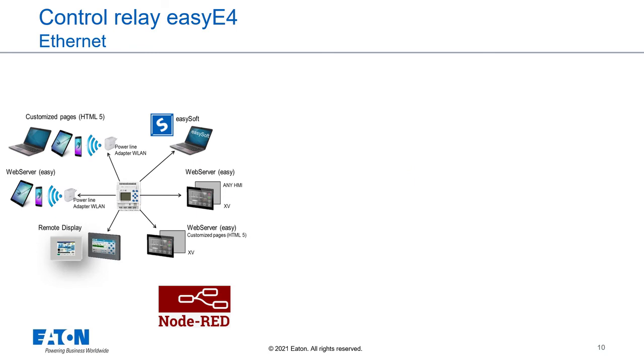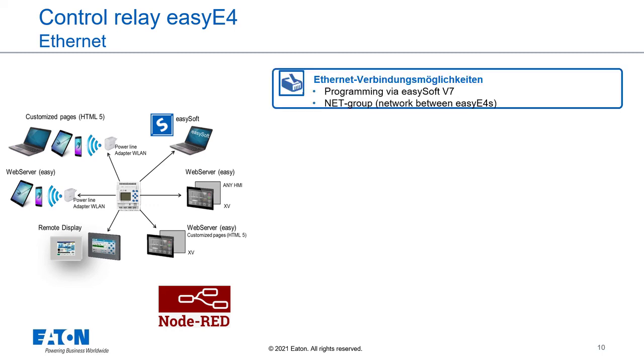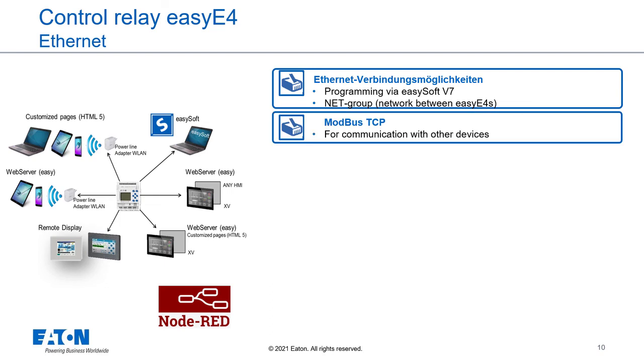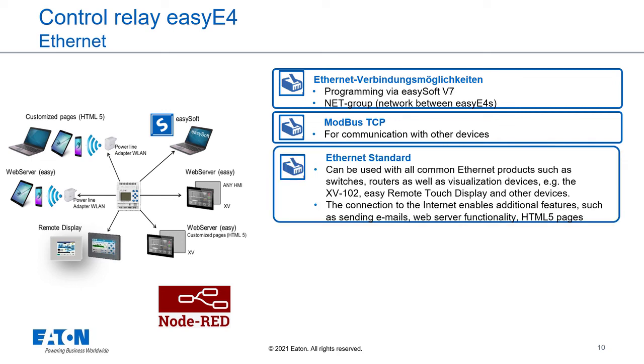Ethernet. As already mentioned, all communication with easyE4 runs via Ethernet. It is used for programming the device via EasySoft 7 or, as we have seen, for networking easyE4 devices in a net group. Modbus TCP can be used for communication with other devices. Since it is standard Ethernet, all common Ethernet products such as switches, routers, or visualization devices like the XV102, the Easy Remote Touch Display, and other devices can be used.